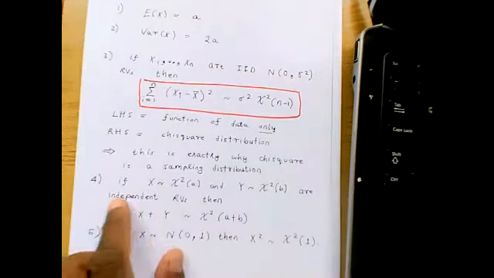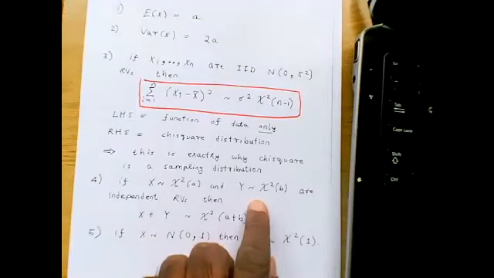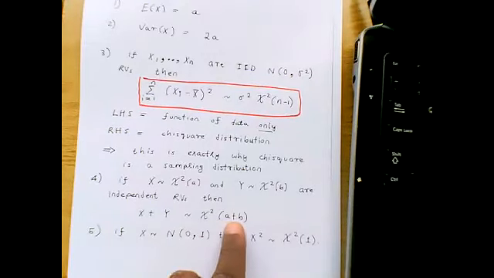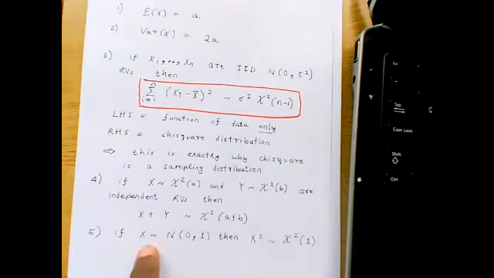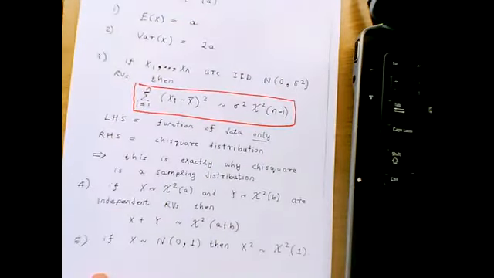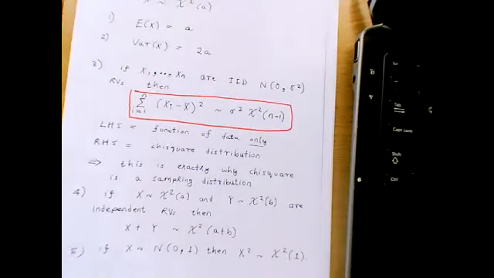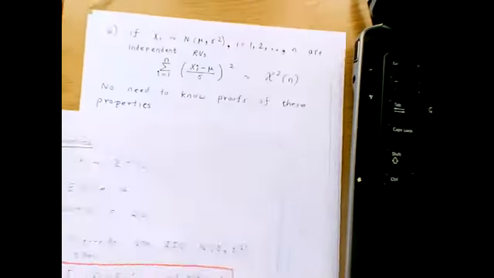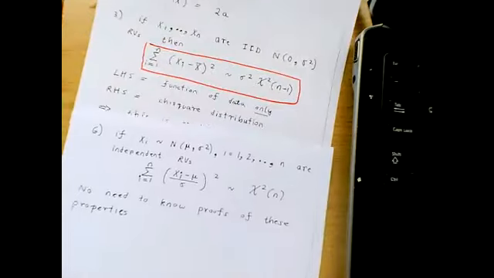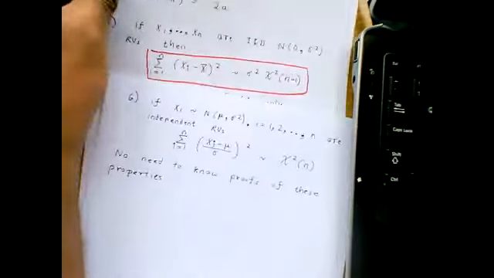Now, property 4 is that if you have two independent chi-squared variables with a and b degrees of freedom, then their sum is also chi-squared with a plus b degrees of freedom. And if x is standard normal, then x squared is chi-squared with 1 degree of freedom. And property 6, somebody is asking about that. Property 6 and property 3 are very different. They are not the same, guys. Let me show you why.